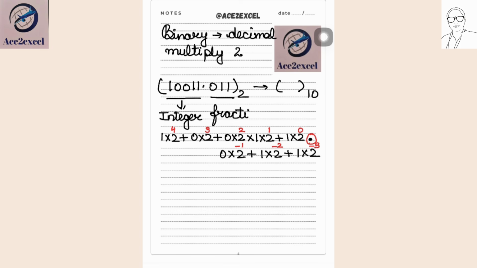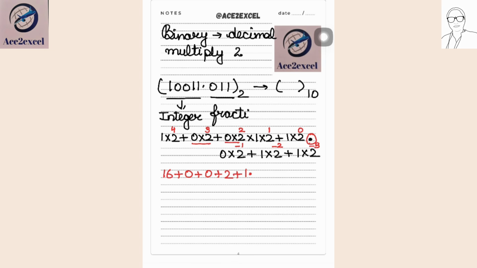Now, 2 raised to power 4 is 16, multiplied by 1, answer is 16. 2 raised to power 3 is 8, multiplied by 0, answer is 0. 2 raised to power 2 is 4, multiplied by 0, answer is 0. 2 raised to power 1 is 2, multiplied by 1, answer is 2. 2 raised to power 0 is 1, multiplied by 1, answer is 1.